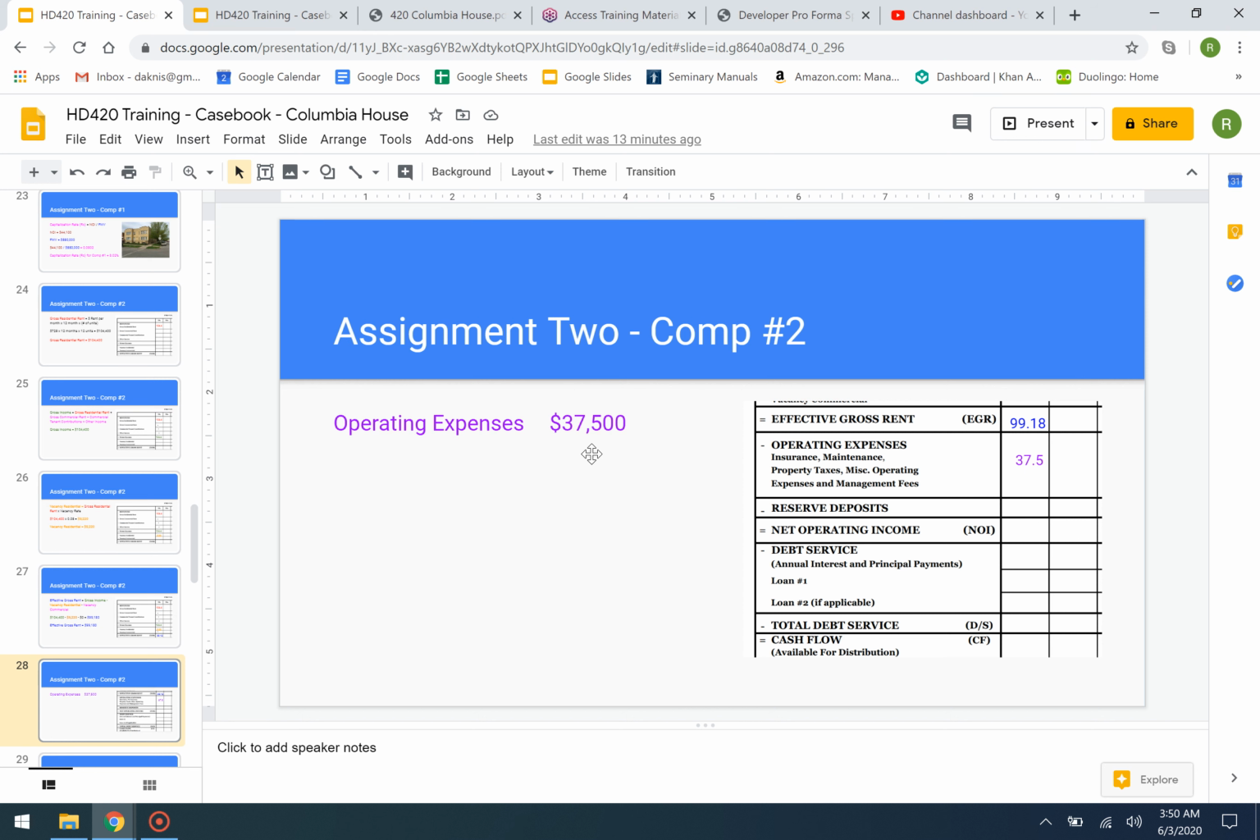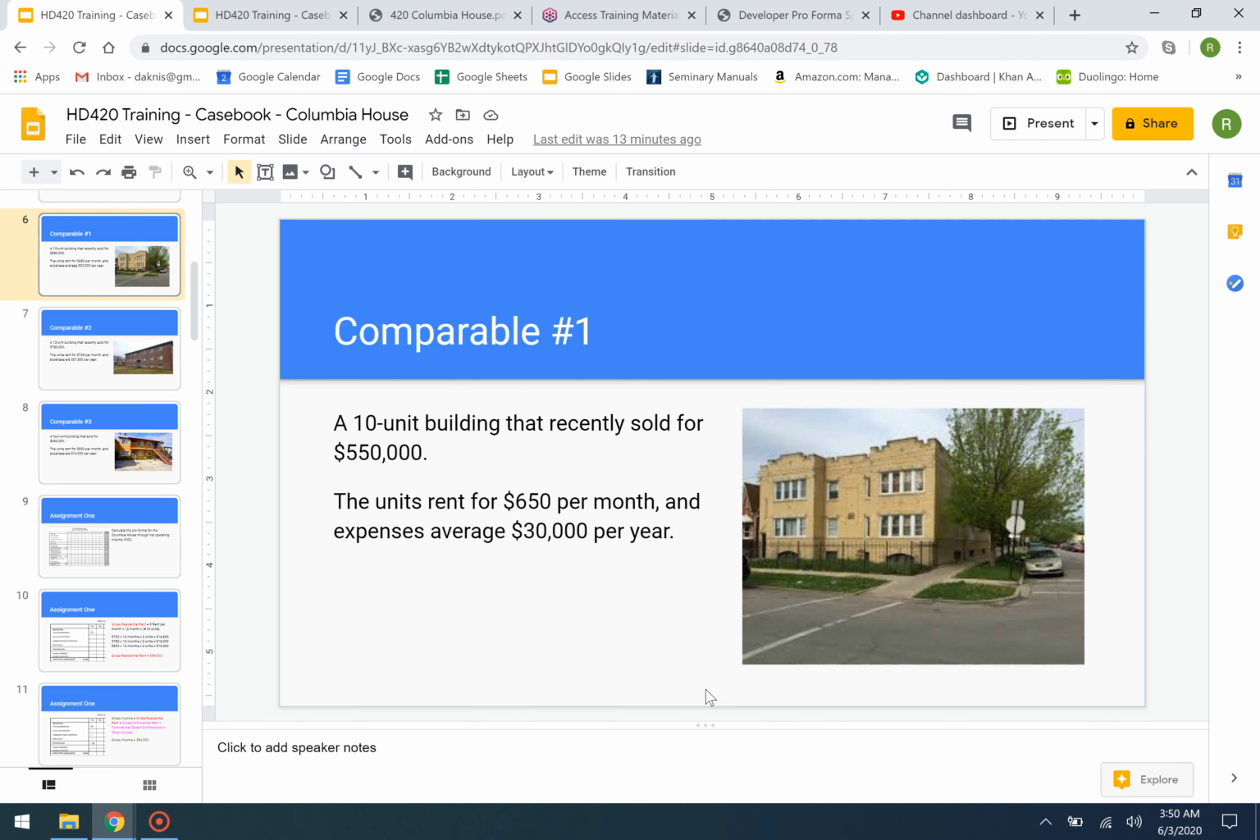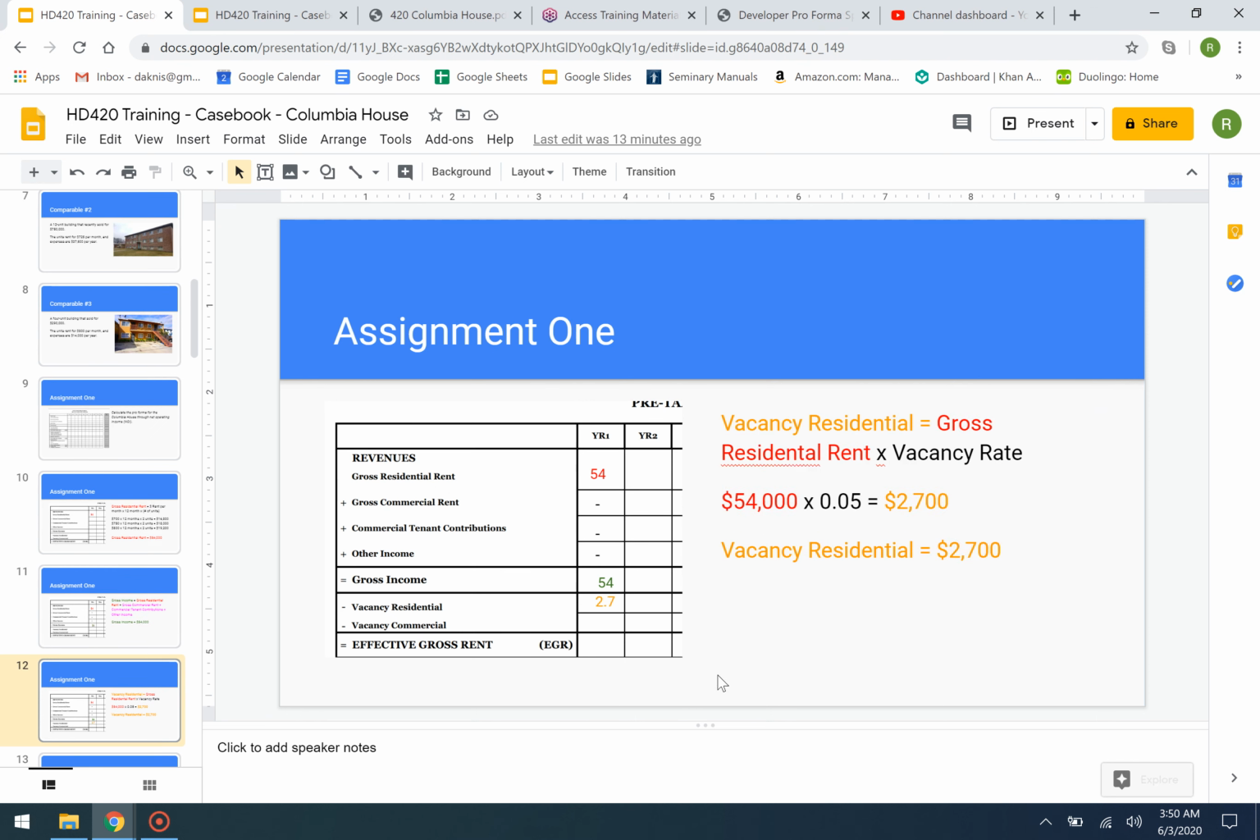Again, operating expenses were given to us in the fact pattern. This time it's going to be 37,500. Plug it in right there. If you're wondering where that comes from, go back to the fact pattern. Comp number 2. The units rent for $725 per month and expenses are 37,500. So it's right there. That's where we're getting our operating expenses.